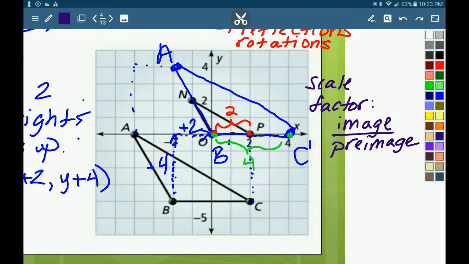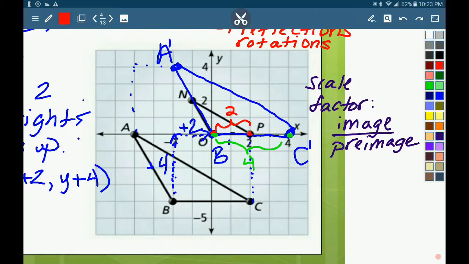Okay, so the pre-image in this situation is A prime, B prime, C prime. And I know we usually say that the image is the one that has the primes on it, but we're trying to move A prime, B prime, C prime to sit on top of NOP. So NOP is really the image right now, and A prime, B prime, C prime is the pre-image.